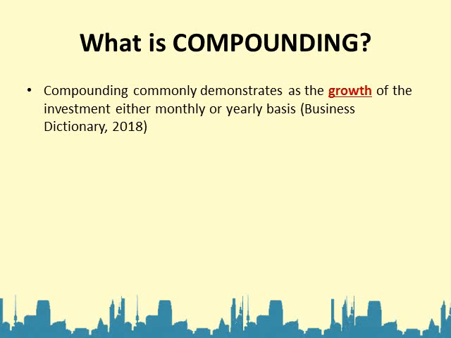Compounding, according to the Business Dictionary 2018, is commonly demonstrated as the growth of the investment, either on a monthly or yearly basis. So yeah, it's similar to what we imagined before. It's a growth of the investment. All right, so let's look at the example.